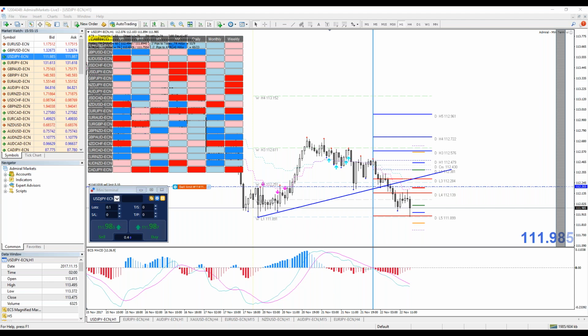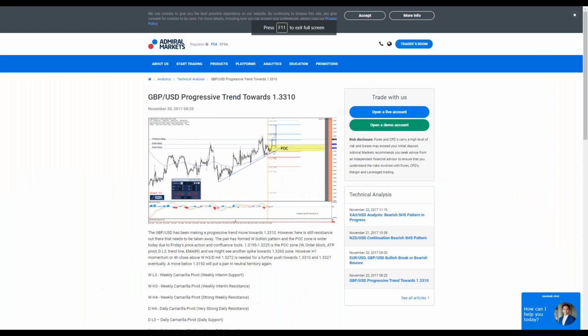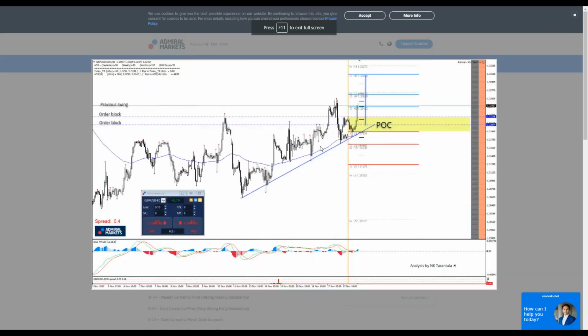Unfortunately, the pound dollar was a bit slow these last couple of days, and I had some pound dollar longs that I traded, but the analysis definitely is still valid, and I told you already. So this is a progressive trend. We have a progressive trend, and it is trying to get towards 33.10. Although, as I say, it's been very slow the last couple of days, but you see, this is still valid, of course.